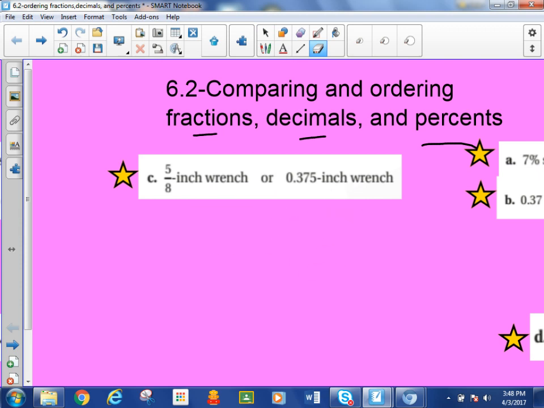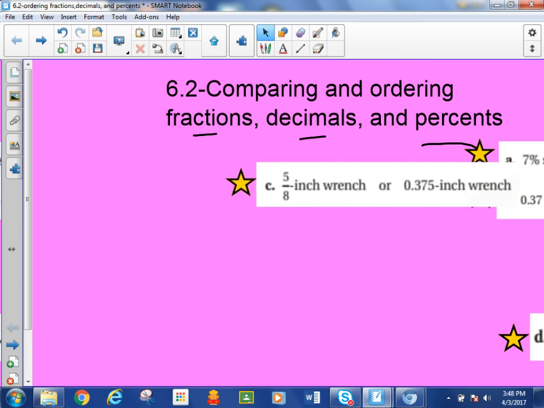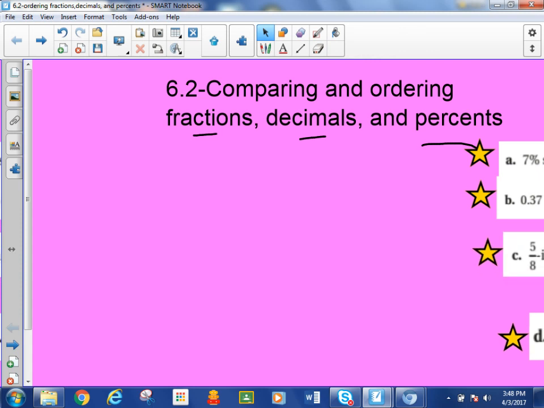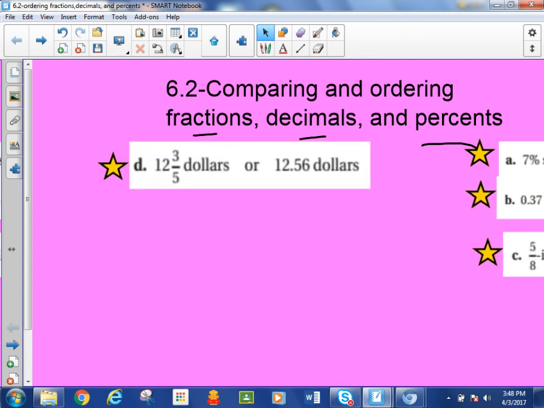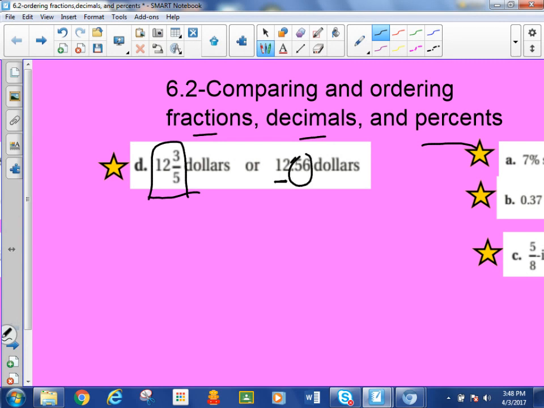All right, we're going to our last one. Hopefully you are beginning to get this and understand it. This one, I have 12 3/5 dollars and $12.56. So what I can do is I can either put this fraction into an improper fraction because it's mixed right now, or I look and I already see there's a 12 and this decimal, and that means 12 plus 0.56.